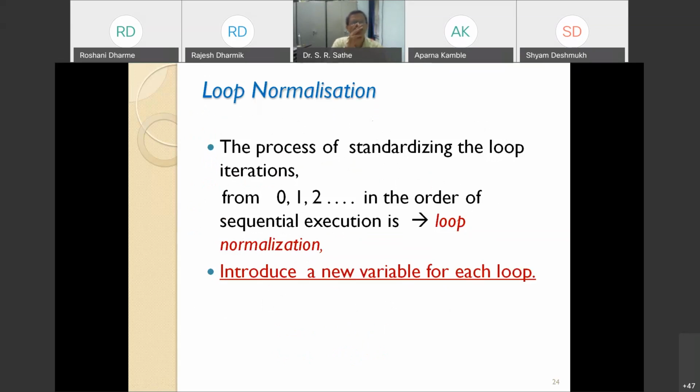Loop normalization is the process of standardizing the loop iterations to 0, 1, 2 in the order of sequential execution. That is, my loop iterations will always start from 0 in steps of 1. That is called loop normalization. So we introduce a new variable for each loop.